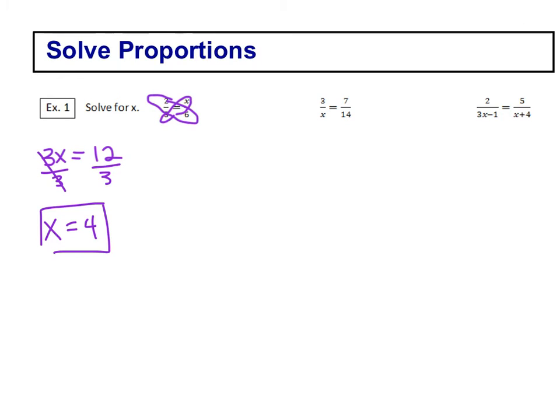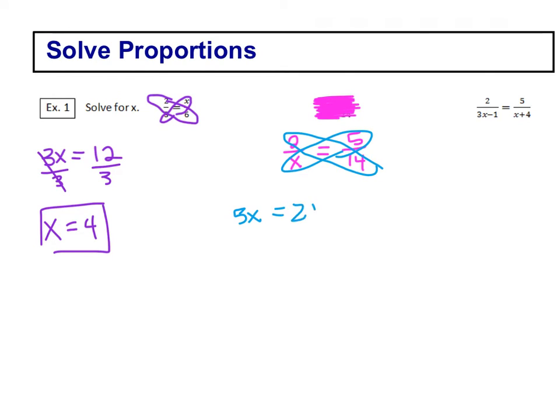Alright, so that one's not too bad. Next one, we're going to cross multiply again, and it doesn't matter which diagonal you multiply first. I tend to pick the one that has the x, but it doesn't matter. So when we cross multiply, 5 times x is 5x. When we set it equal to the other diagonal, 2 times 14 is 28, and then we solve for x.